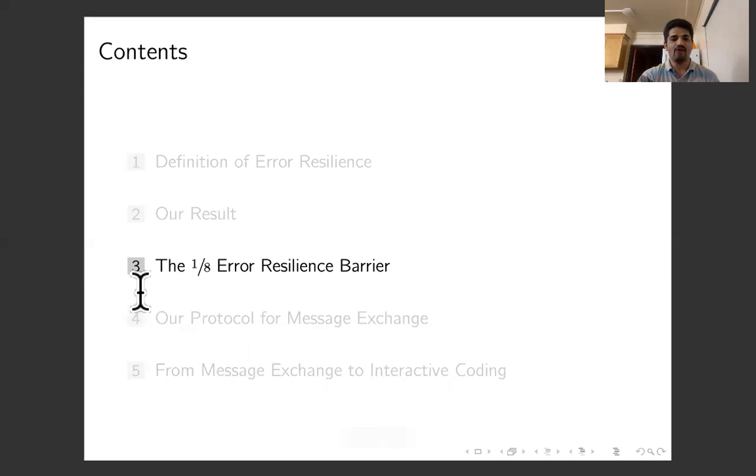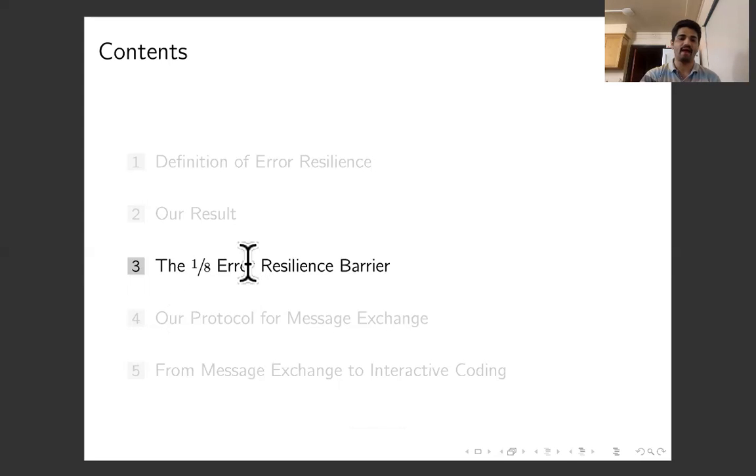And now for the next two sections, sections 3 and 4, I would like you to focus only on the message exchange task. Just to recall, this is a task where Alice has a message MA, Bob has MB, and they want to exchange these messages. Even though our scheme is more general, it will be worthwhile to just focus on the simple message exchange task for the next two sections. And finally, in section 5, I will generalize and go from message exchange to an interactive coding scheme for all functions. Okay, so let's start by explaining the barrier at 1/8.